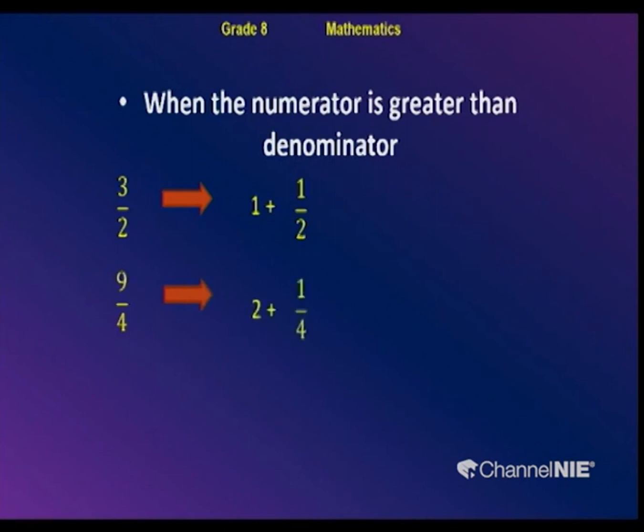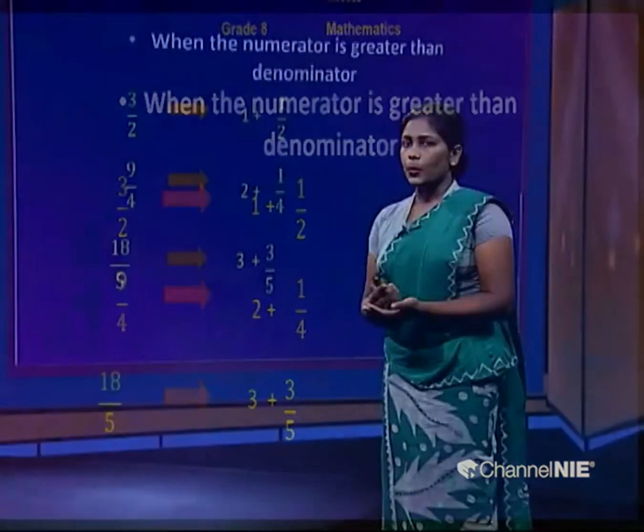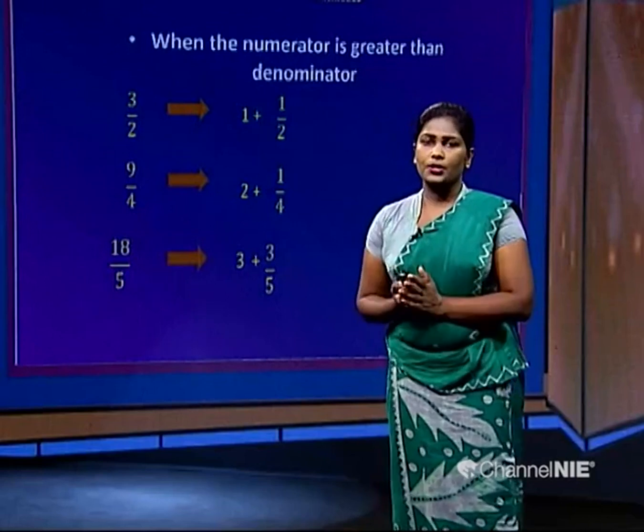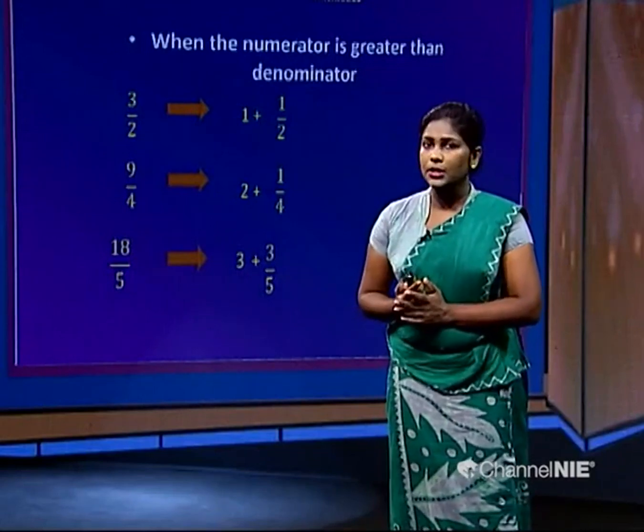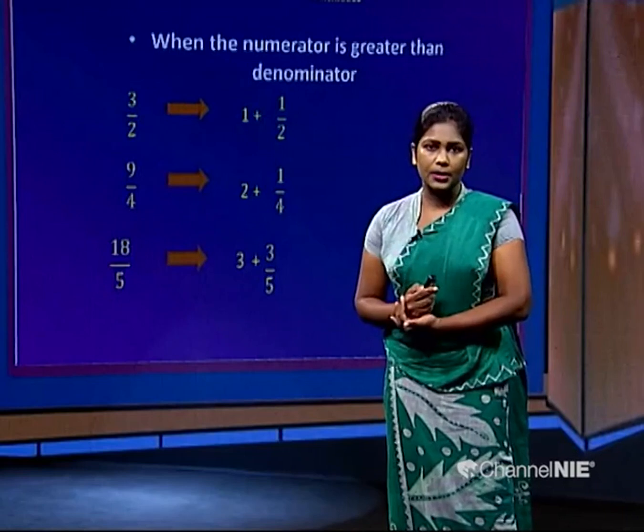9 over 4. 9 is the numerator, 4 is the denominator. Then 9 divided by 4. There are 2 parts and 1 remains. So it is 2 and 1 over 4. Then 18 over 5. 18 divided by 5 gives 3 and remains 3. Then you can write 3 plus 3 over 5. So, these improper fractions you can convert into mixed numbers.